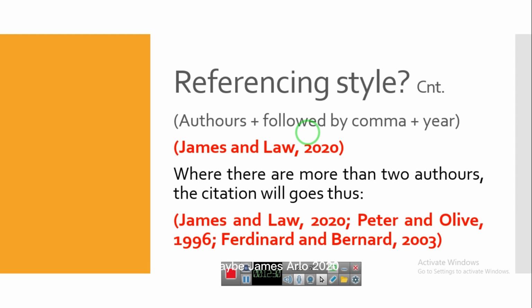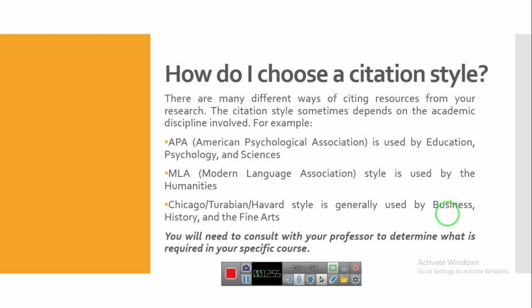So maybe James and Law 2020, instead of using an ordinary comma like this, you use this particular sign, then Peter and Olive 1996, then Ferdinand, and maybe these are the three scholars that researched this particular statement which I put here, just for example. So how do you choose a citation style?